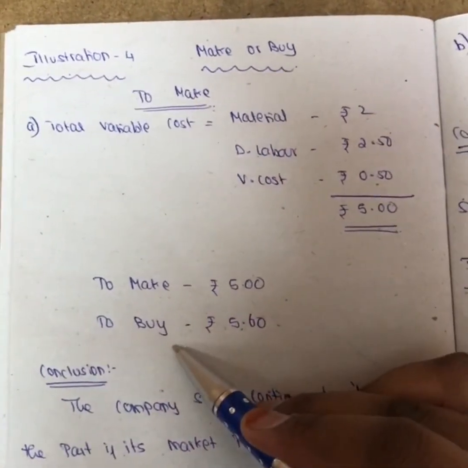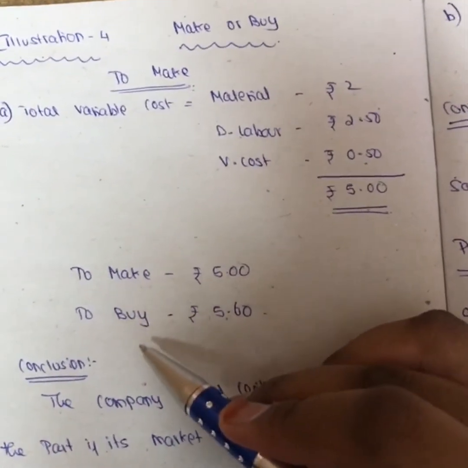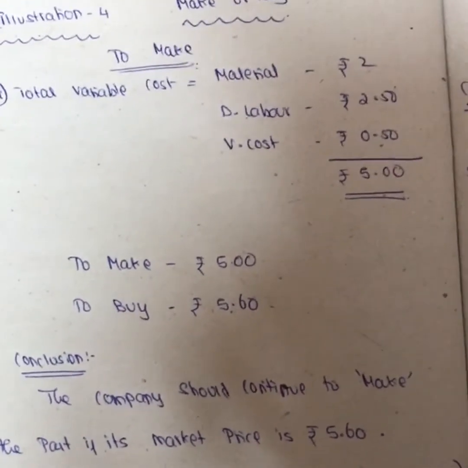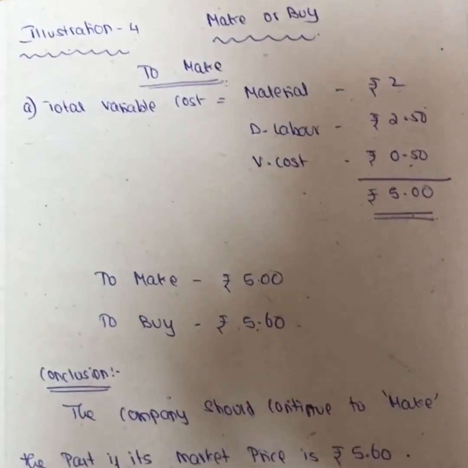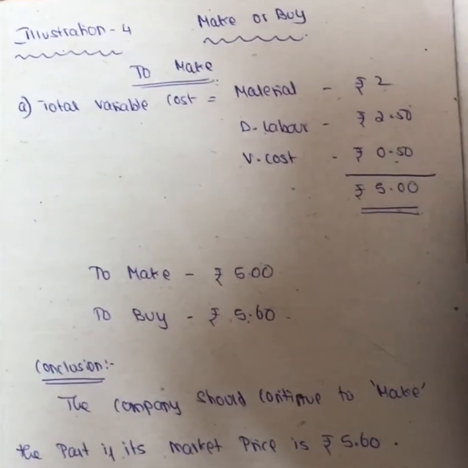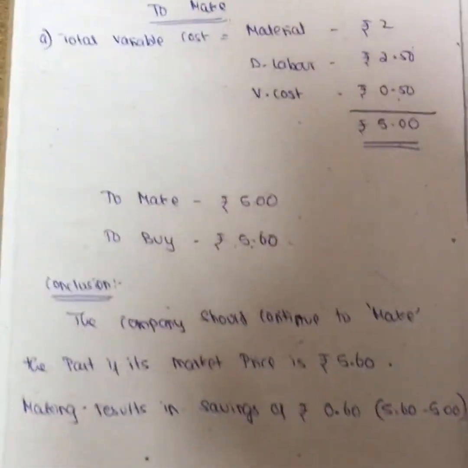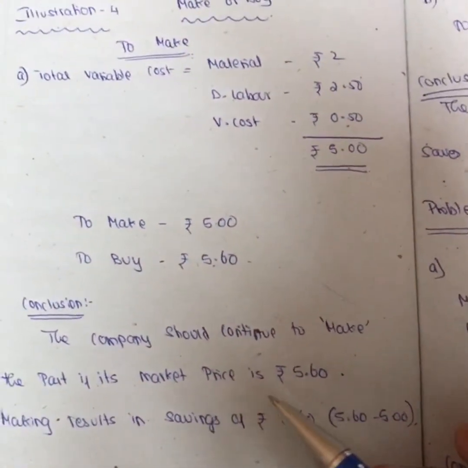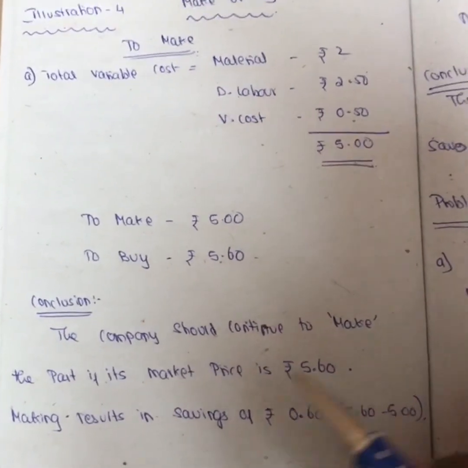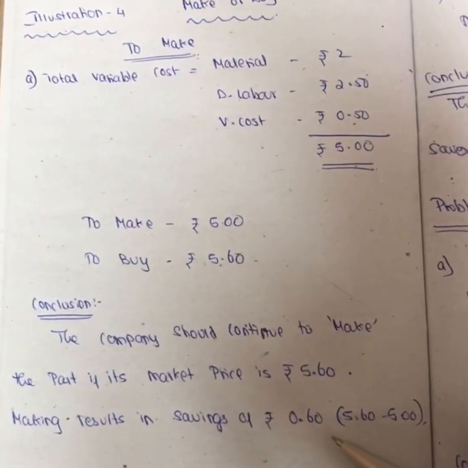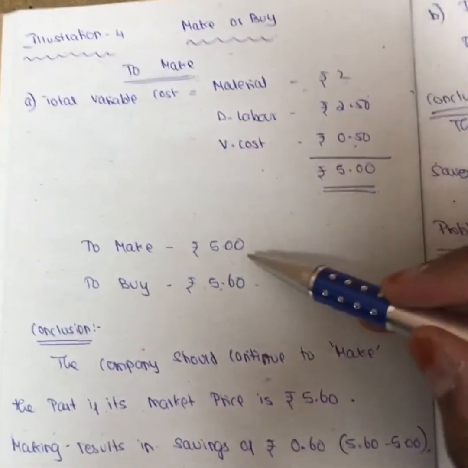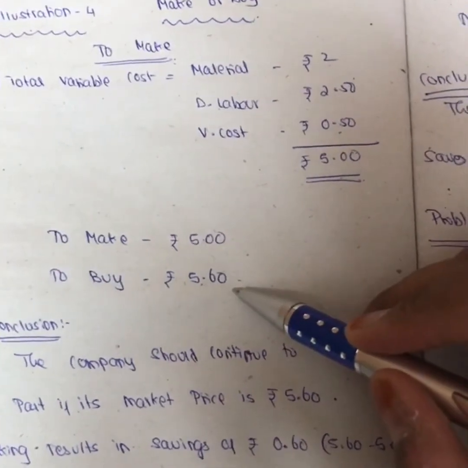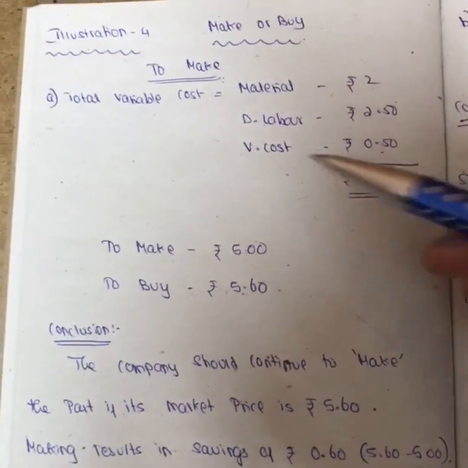So obviously instead of buying, I will make the product, because if I buy the product, I will get a loss of 60 paise, girls. For 1 unit, if I get 60 paise as a loss, just imagine if I produce thousands of products. So it goes in numbers. So it's better to make the product. So your conclusion is that the company should continue to make the part if its market price is 5.60. Making results in a savings of 0.60, which is 5.60 minus 5. So if I make the product, I have a savings of 60 paise. But if I purchase the product, I will have a loss of 60 paise. This is part 1, girls.